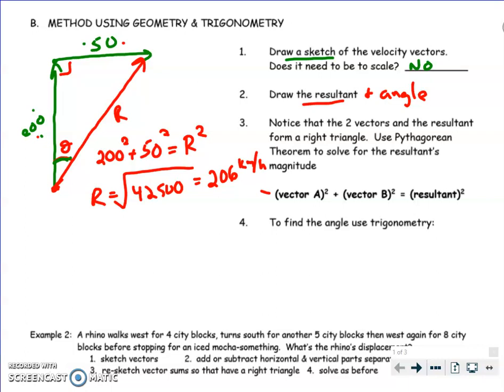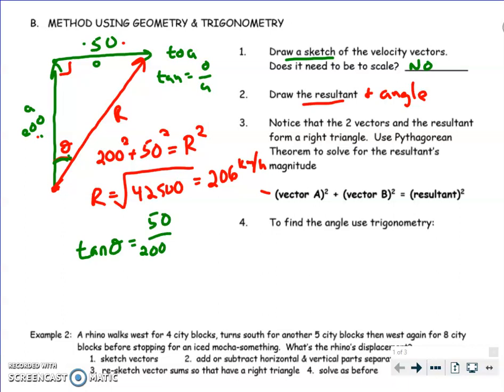Again, that's SOHCAHTOA. Since we know the opposite side, that's O, and that's the adjacent side, we can use the tangent function, right? We can use TOA, which says tan equals opposite over adjacent. So to find that angle theta, I'm going to say the tangent of that angle theta equals opposite 50 divided by 200.